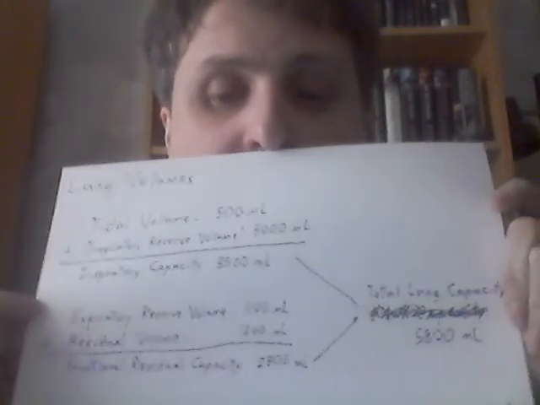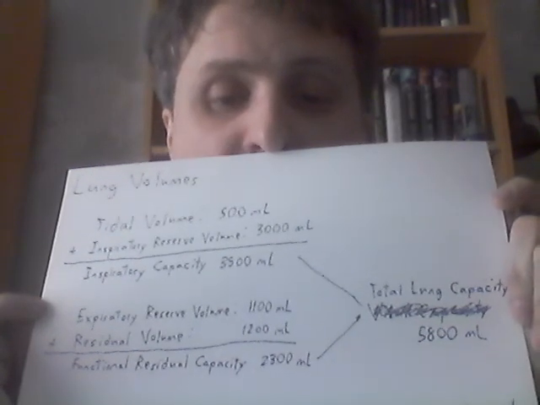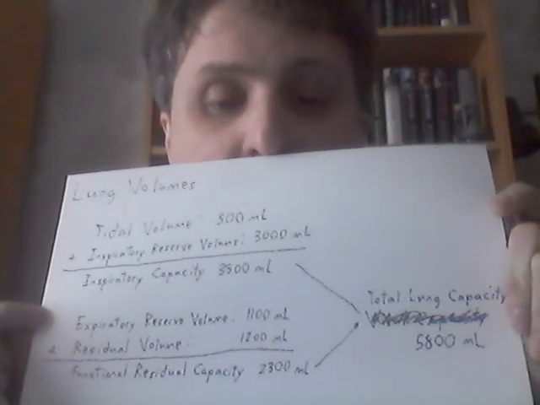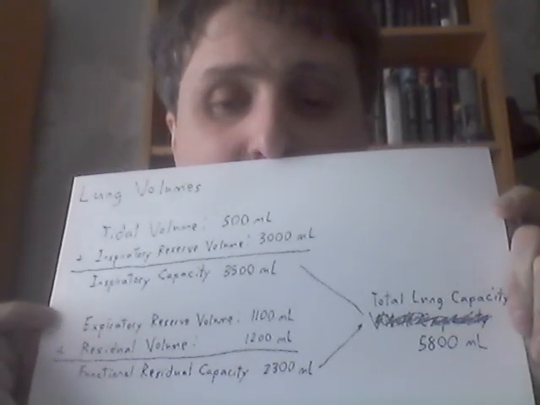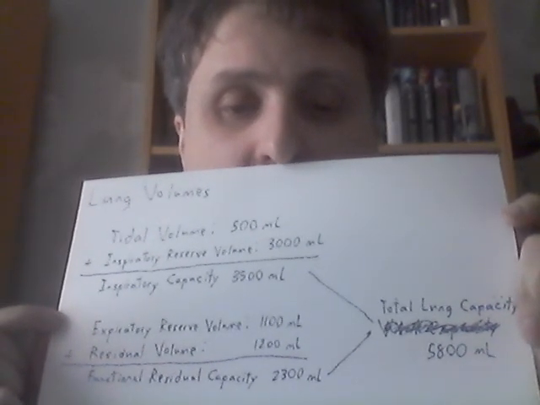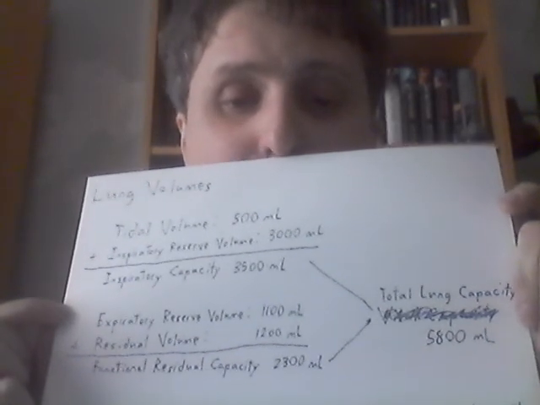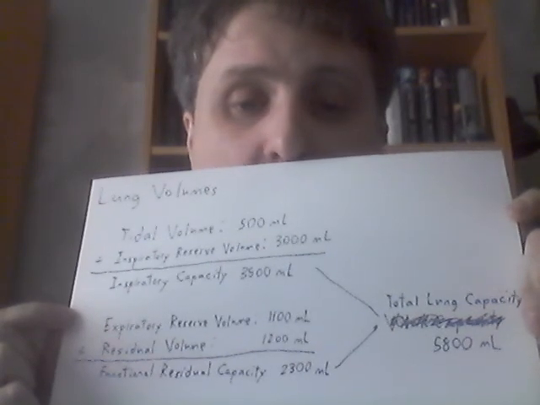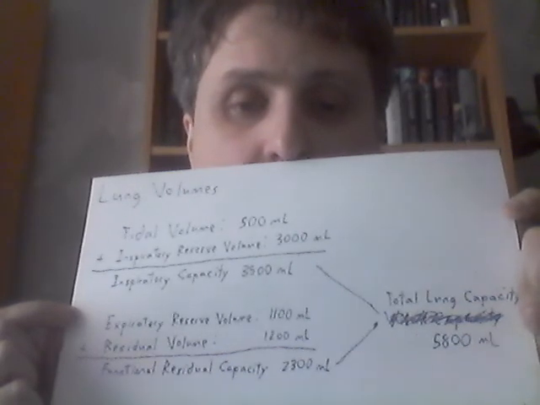Down below, we're dealing with the amount of air that stays in the lungs. We have the expiratory reserve volume, the amount of air I can force out beyond a normal breath, of about 1,100 milliliters. And we have the residual volume, the amount of air that's going to stay in there no matter what, of about 1,200 milliliters. Add those together, and I've got the functional residual capacity, the normal air that's just hanging out in the lungs after a normal breath, of about 2,300 milliliters.